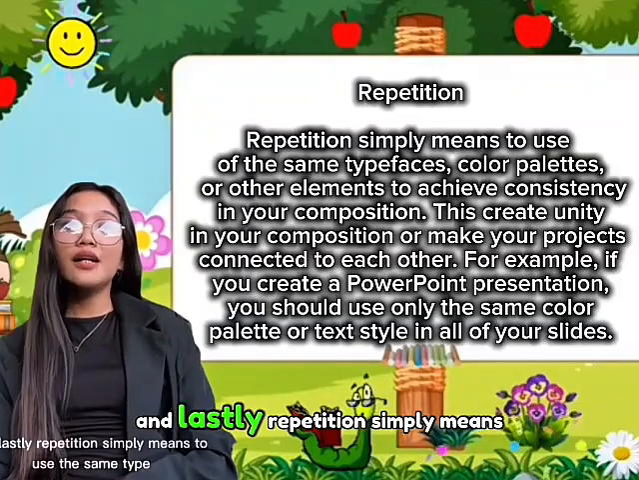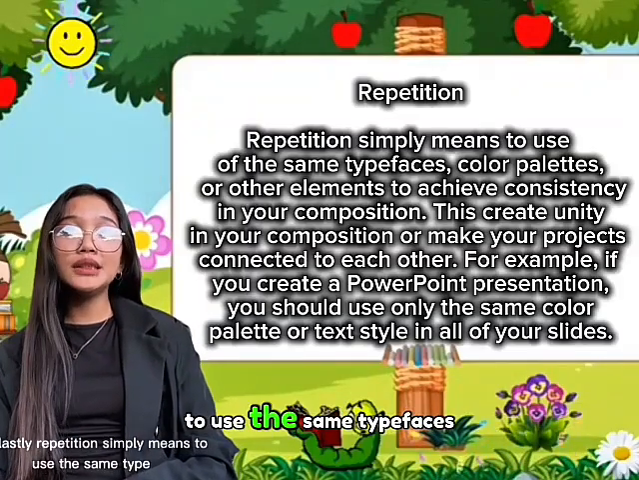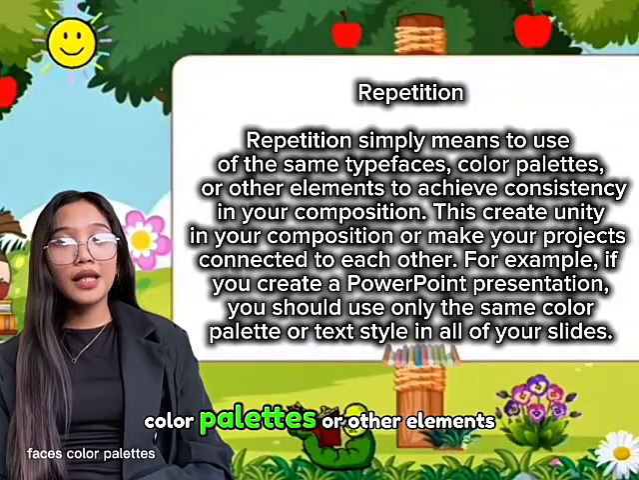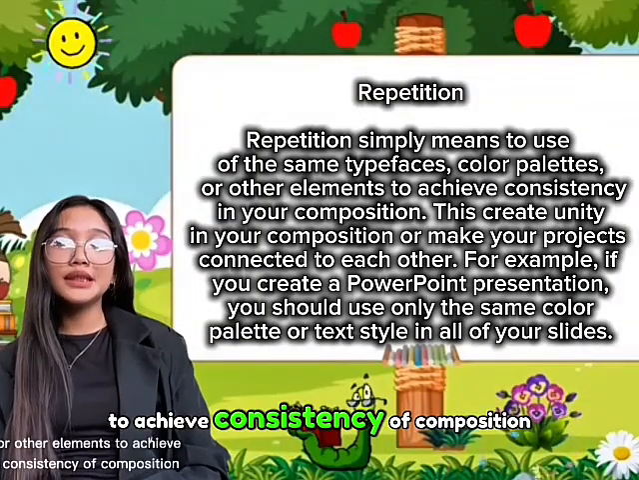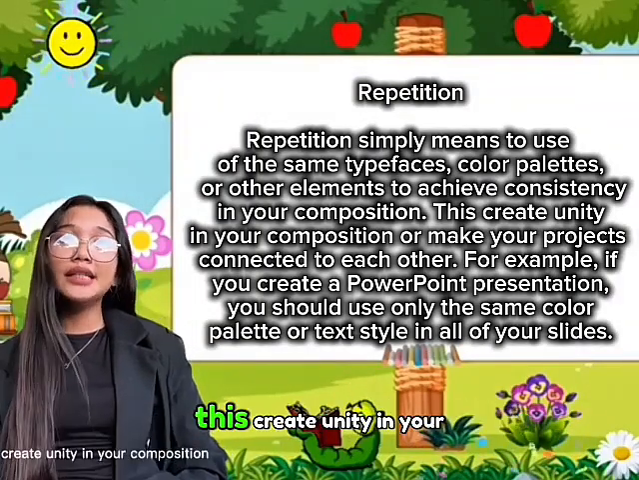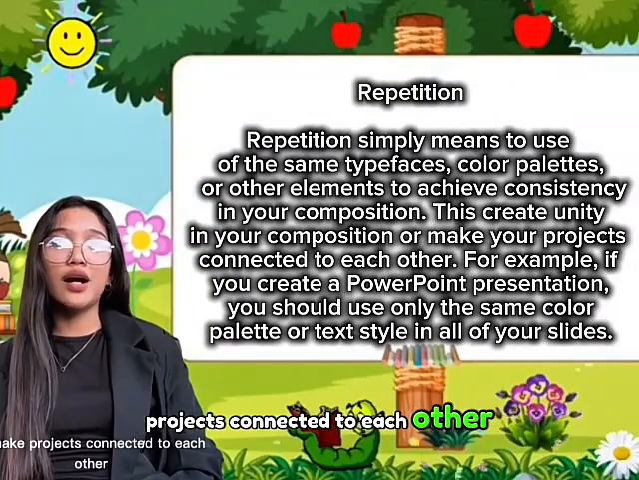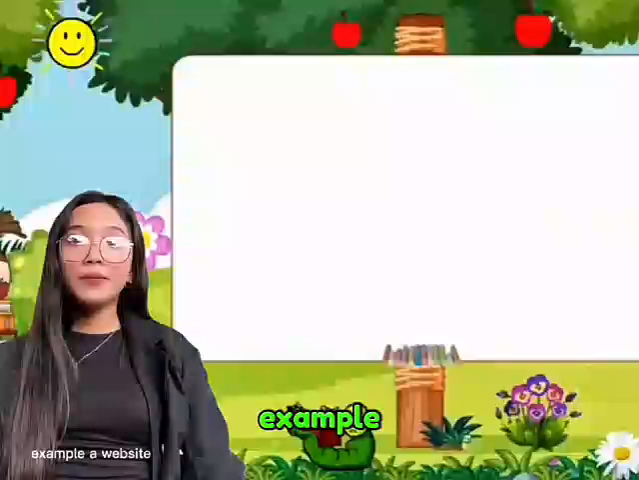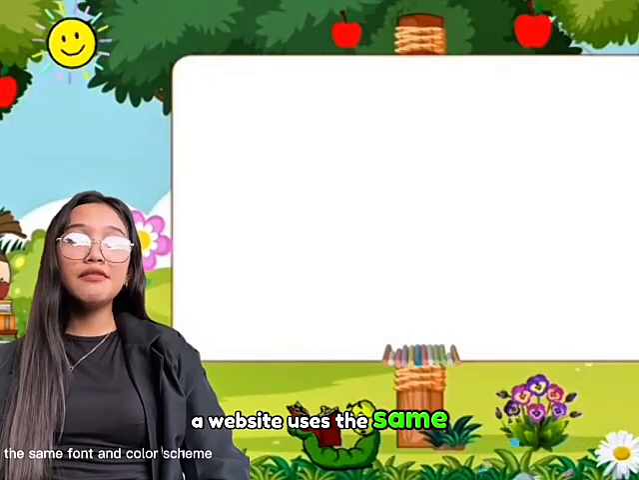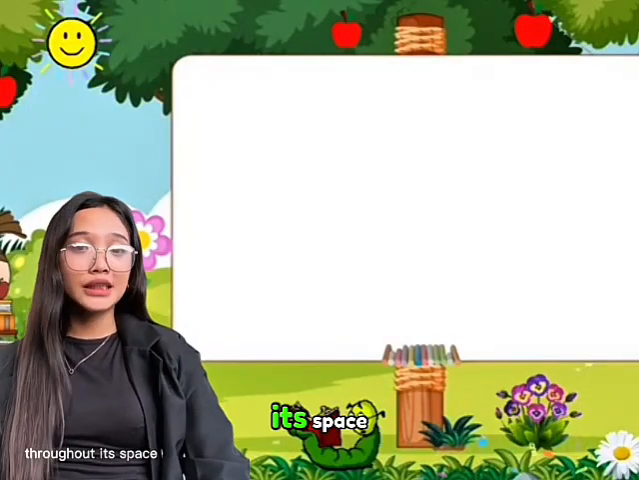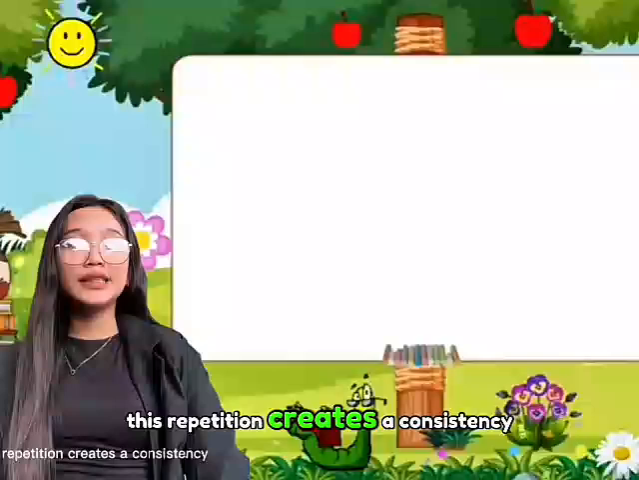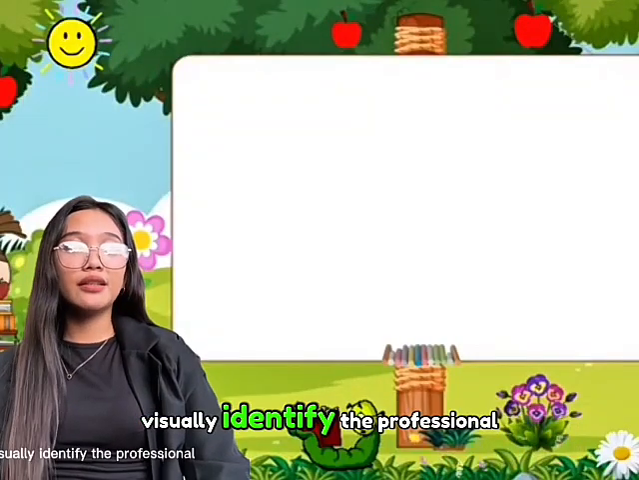And lastly, repetition simply means to use the same typefaces, color palettes, or other elements to achieve consistency of composition. This creates unity in your composition or makes projects connected to each other. Example, a website uses the same font and color scheme throughout its pages. This repetition creates consistency and a visual identity that looks professional.